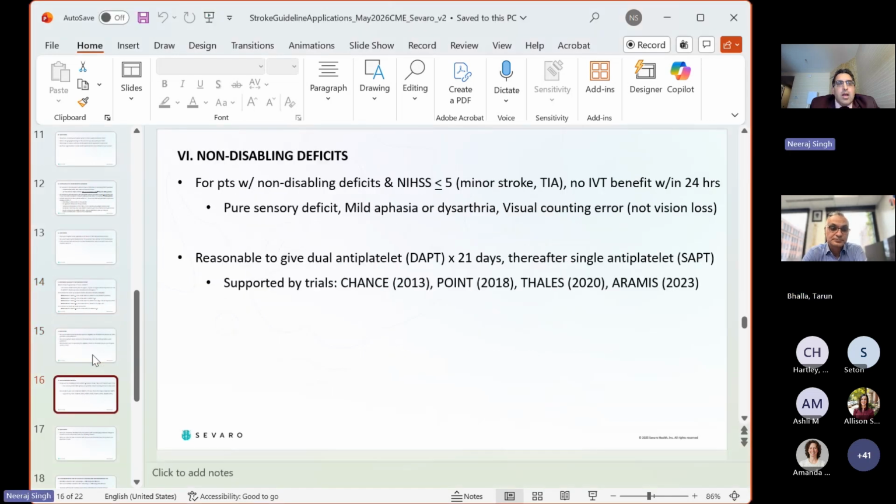Very good. Thank you. I'll talk a little bit now on the converse side when we're dealing with non-disabling deficits. So we have some guidelines now in 2026 that say that when patients have non-disabling deficits with their stroke and their NIHSS score is at most 5, that means we're dealing with a minor ischemic stroke or maybe even technically at that point a transient ischemic attack, then there's actually no benefit of giving IV thrombolytics, tPA or TNK, within 24 hours.